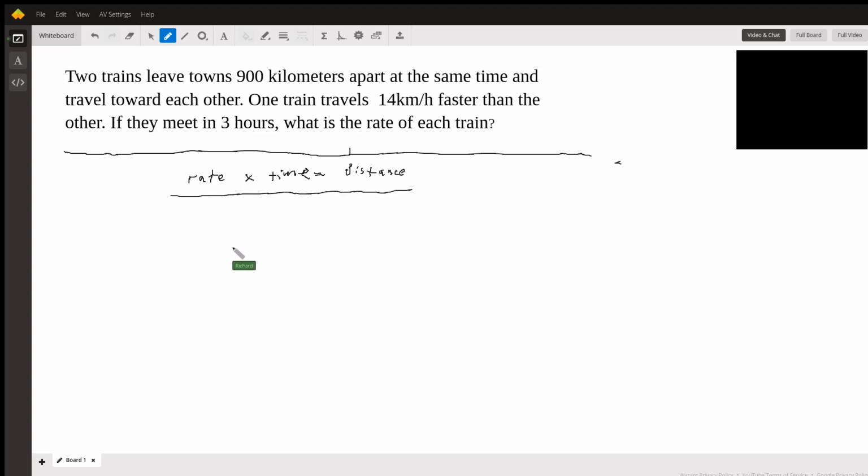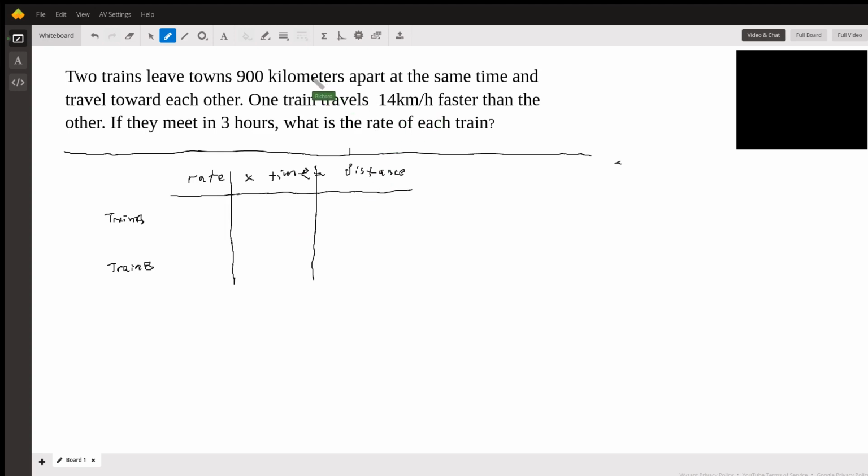It's going to make columns here. And we have two trains, so I'll just call them A and B. Here's train B.